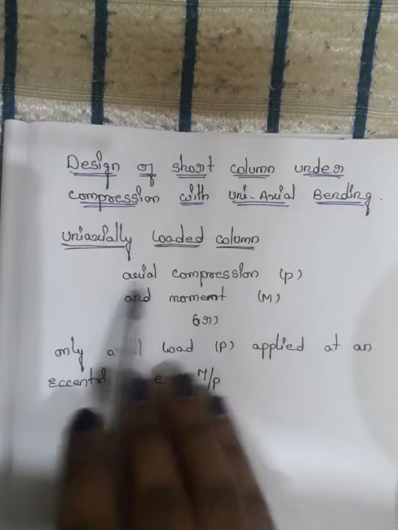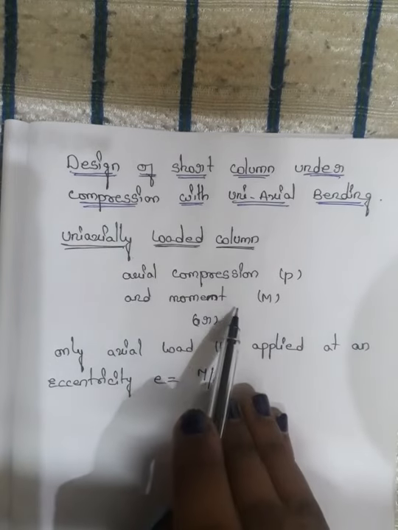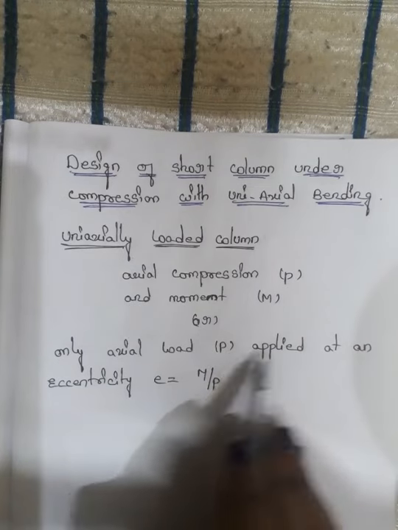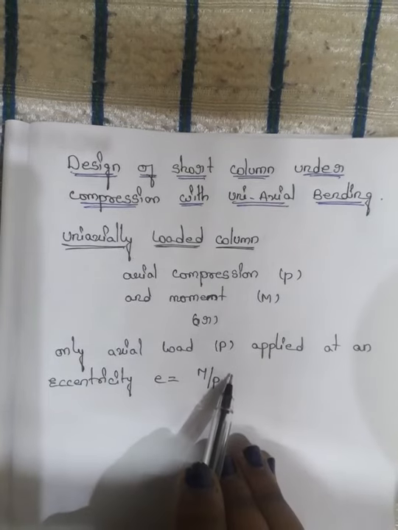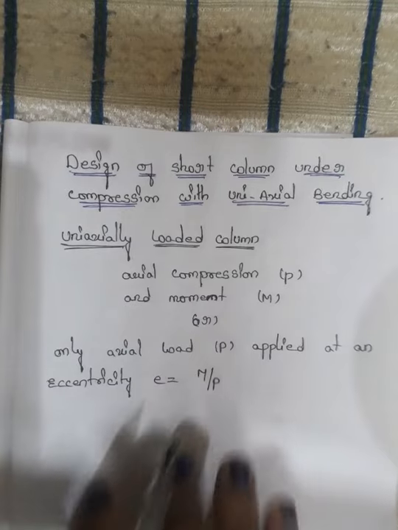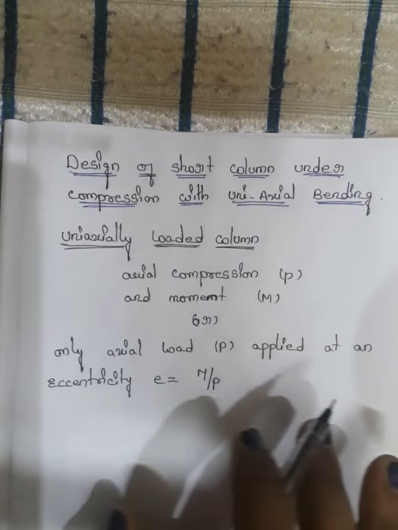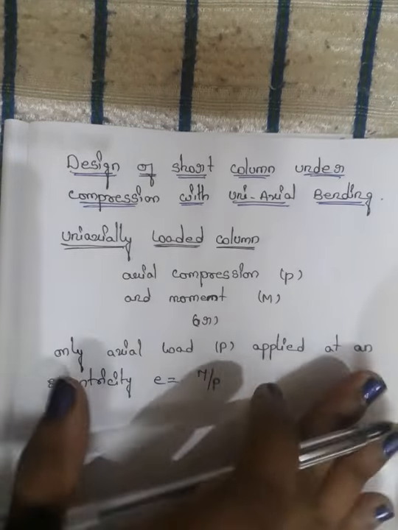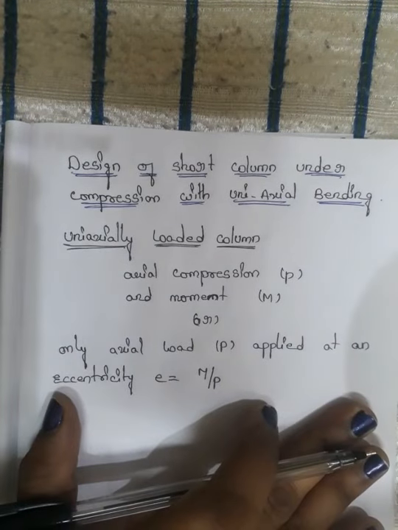So when axial compression is acting along with the moment, or only axial load applied at an eccentricity e, and the column tries to bend about only one axis, that might be X or Y, this type of column is known as a uniaxially loaded column.